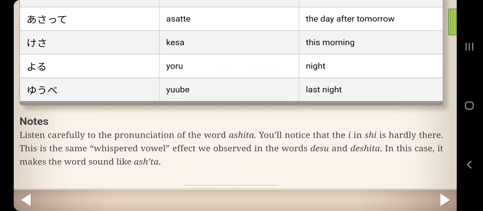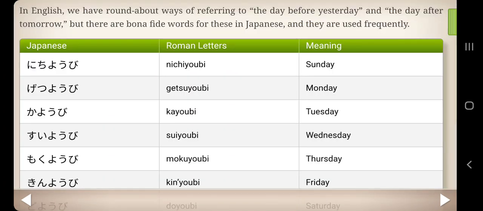Note, listen carefully to the pronunciation of the word ashita. You'll notice that the I in shi is hardly there. This is the same whispered vowel effect we observe in the words desu and deshita. In this case, it makes the word sound like ashta. In English, we have roundabout ways of referring to the day before yesterday and the day after tomorrow. But there are bona fide words for these in Japanese, and they are used frequently.